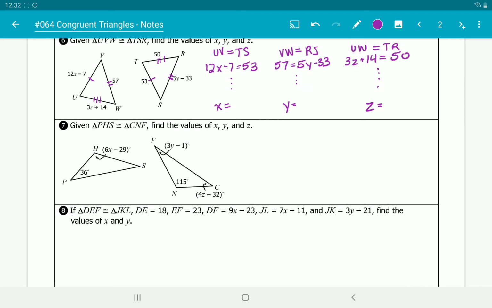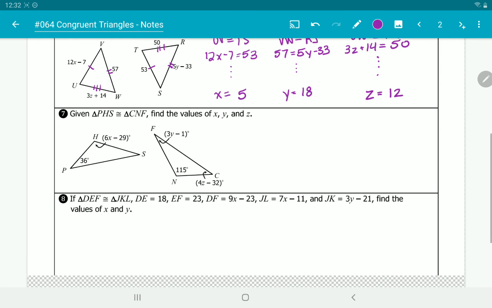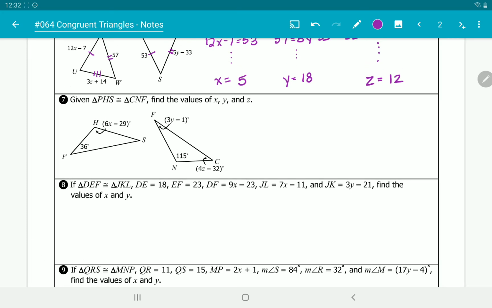Okay? So if you did that, go and check your answers, you should have gotten 5, 18, and 12. Okay? So now I'm going to go over number 7. We're looking at angles instead of the sides now. Okay? So we're going to go and mark the angles that are the same. So P and C are the same because you can see they've got the marks, like that. The second letters are H and N, so H and N are the same. And then the third one, S and F are the same.